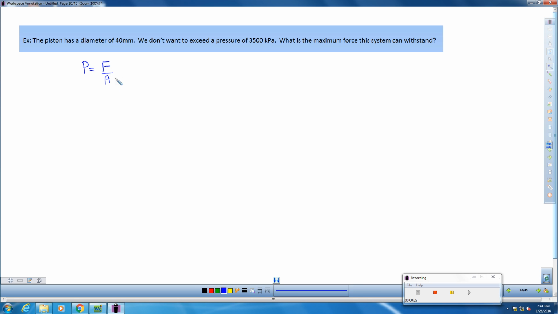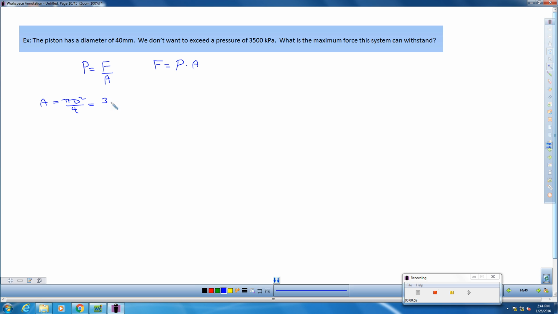So that means for us, and we solved this before, force is going to have to equal pressure times area. We will first step, as usual, calculate the area. Area is going to be pi d squared over 4. Let's go ahead and plug this in.